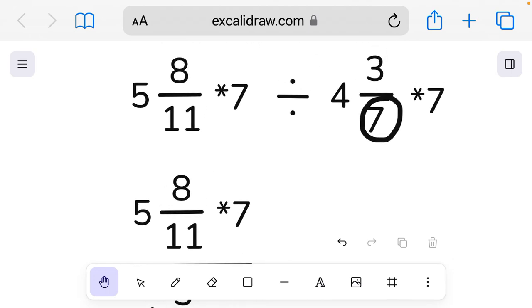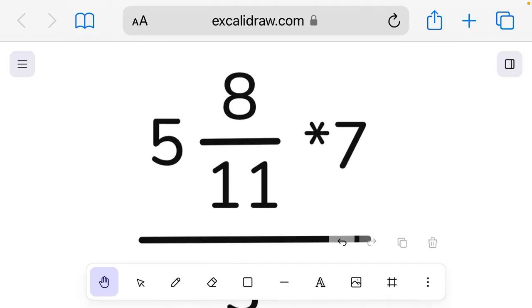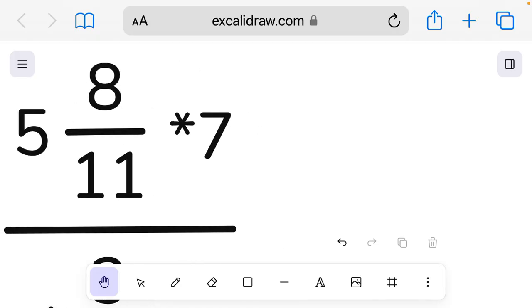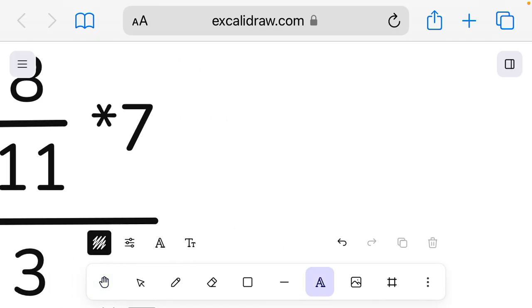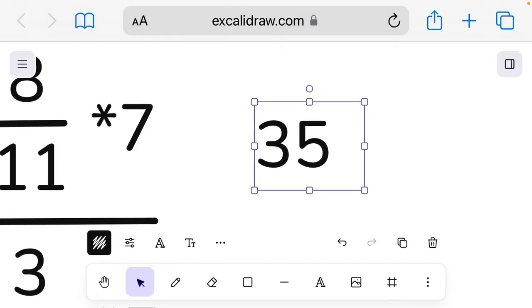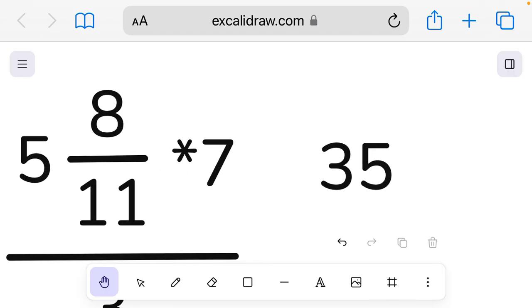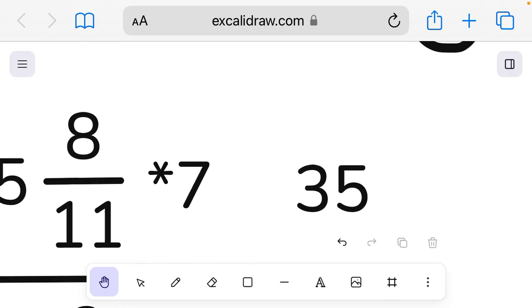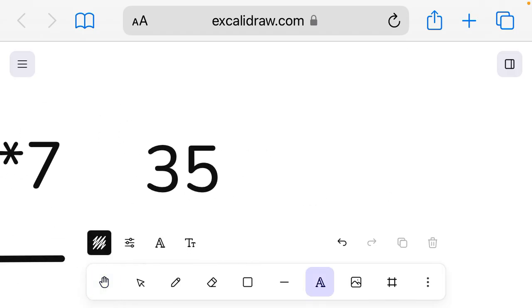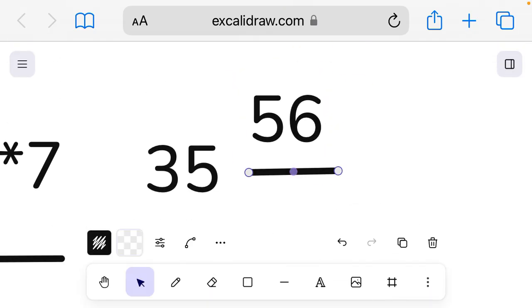Now all I have to do is multiply. And if you don't know how to multiply a mixed number times a whole number, I'll show you. First, multiply the whole number by that whole number: 5 times 7, which is 35. And 8 times 7, make sure to multiply the numerator by that number, which is 56. And then bring down that 11.